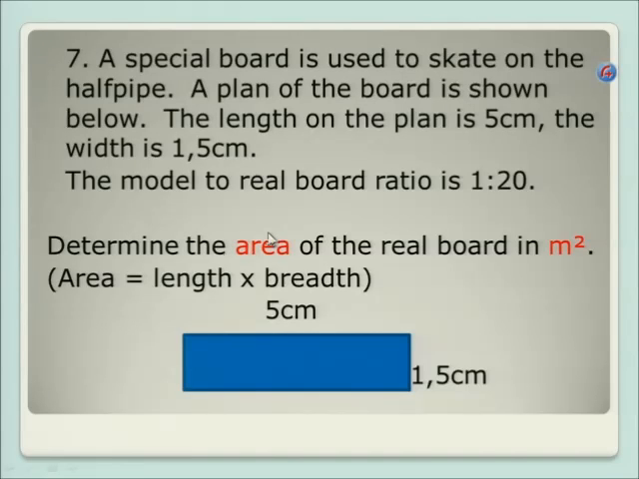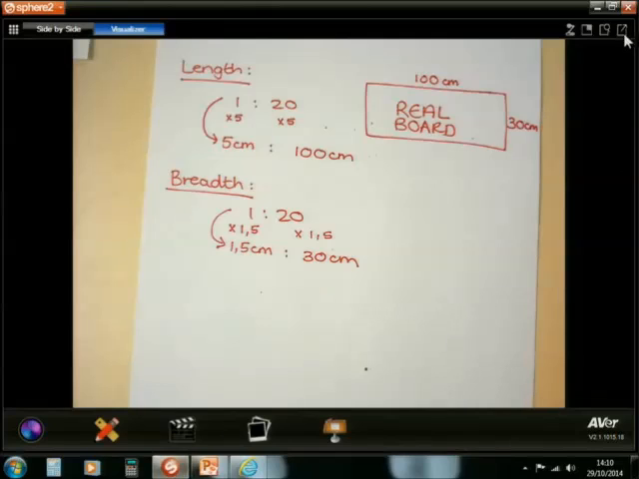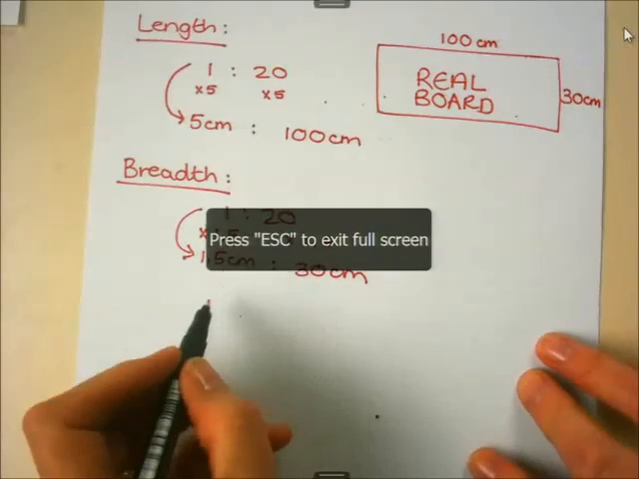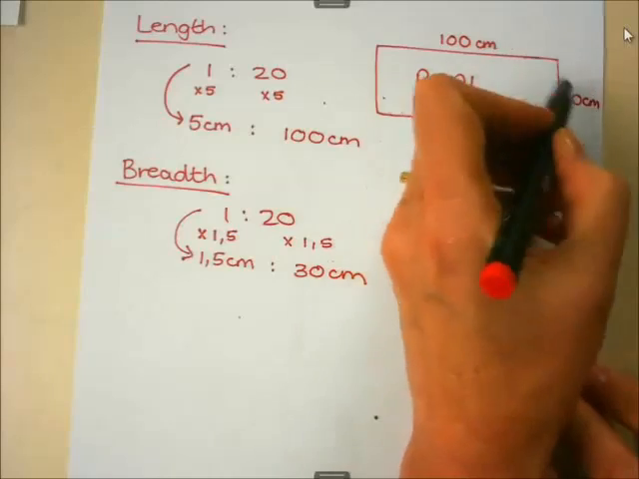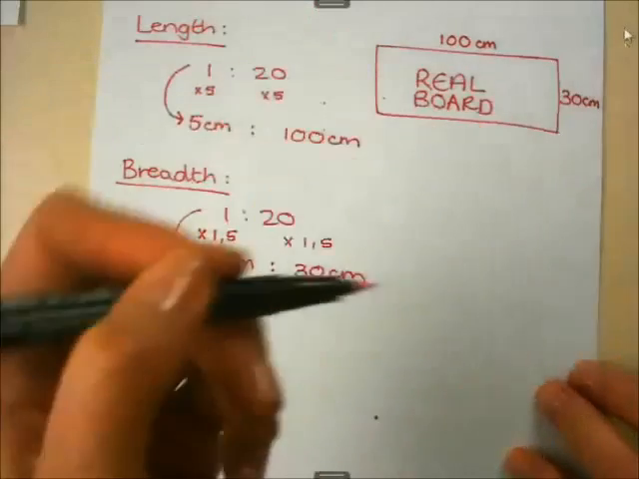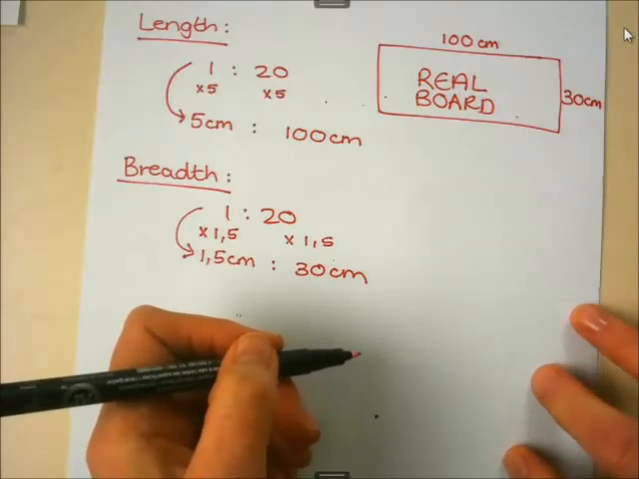If we look at the question, they want the answer in meters squared. So a good idea now is to look at this and change your measurements here to meters before you multiply. Otherwise, you've got to convert something in centimeters squared to meters squared, and that becomes quite difficult.